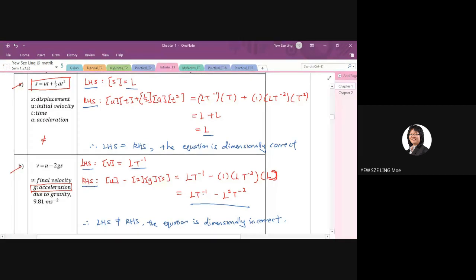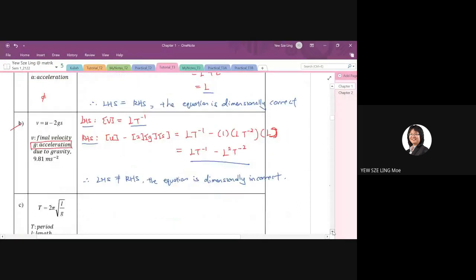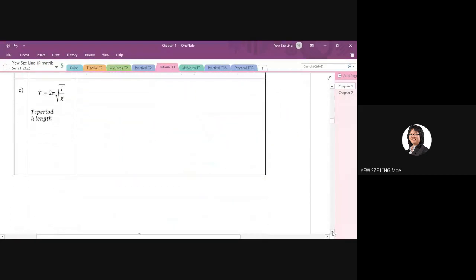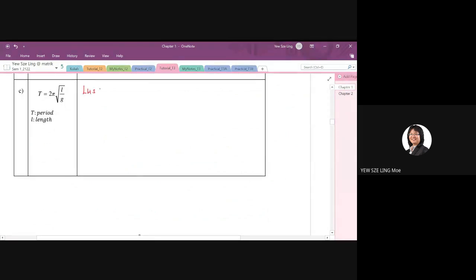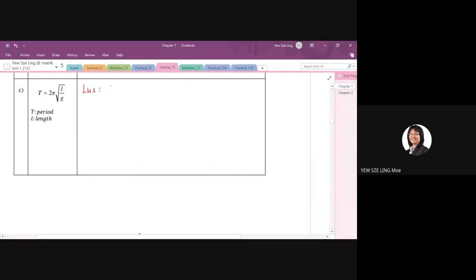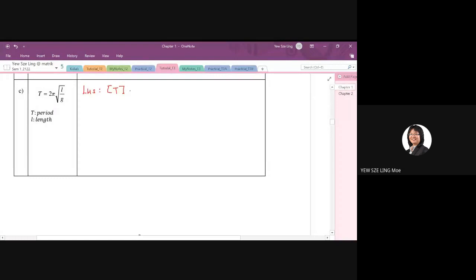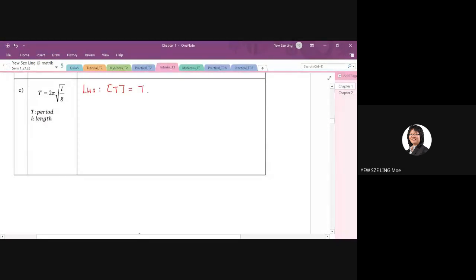Okay, so last question. Now let's look at it together. These questions, usually students won't be able to answer it. Why? Because of this square root. So what are you going to do with this square root? Now it's very simple. Let's begin with left hand side and right hand side again. So left hand side we have just T. T is period. Period is the form of time, the time taken to complete one oscillation. So the dimension is T, time, okay?